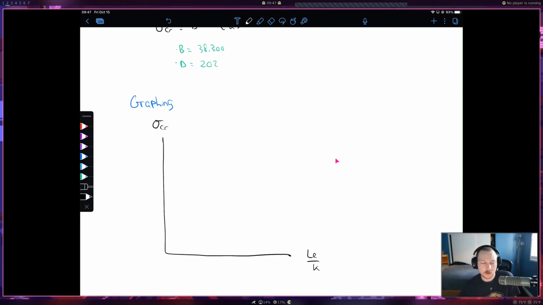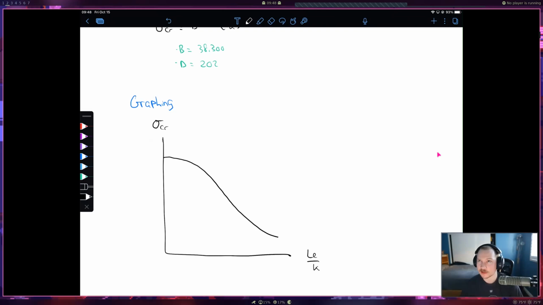Okay, so here we go. We've got our critical stress on the y-axis and the slenderness ratio on the x-axis. Okay, and our graph is going to look something like this. In black here, this is the theoretical graph that we're going to calculate.